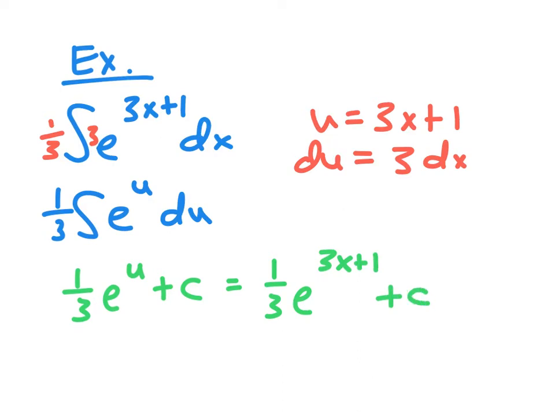And of course I could actually differentiate it to check my work. If I differentiate it, e to the 3x plus 1 would end up giving me e to the 3x plus 1 times 3. Well, the 3 would cancel out with the 1/3, leaving me with e to the 3x plus 1, which is the integrand that I originally began with.